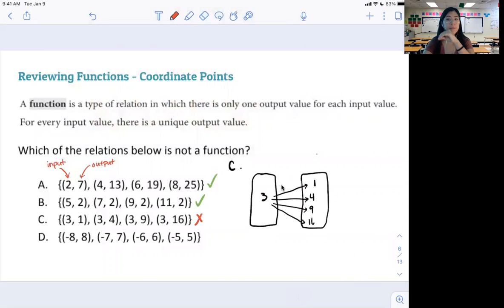So that's the big difference. You can totally converge. You can converge to the same number, but you cannot branch out. So this is bad, which means C is the correct answer. So branching out, not a function. Converging in, good to go. Questions on this one?